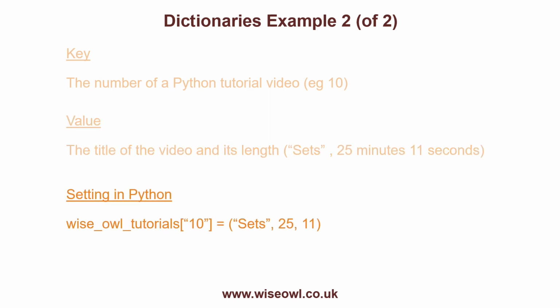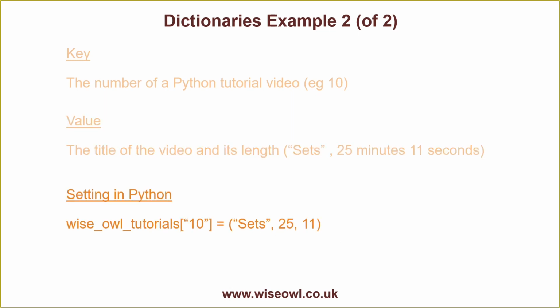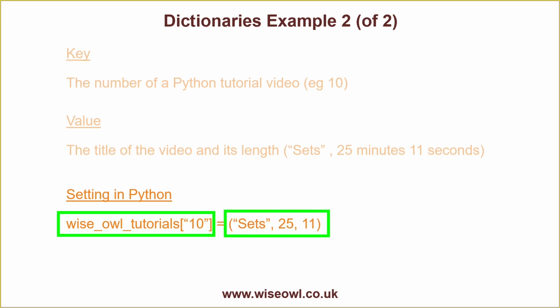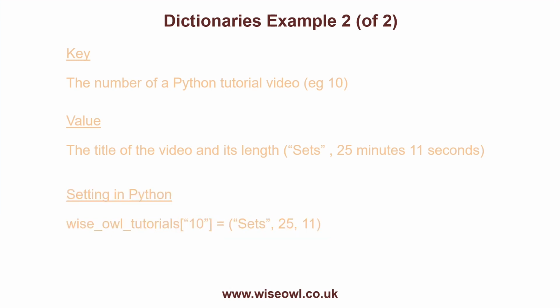So in this case, if you wanted to set that in Python, you could type in on the left-hand side the name of the dictionary. Let's say it was called WiseOwl Tutorials, the key you want to retrieve, which is tutorial number 10, and the value in this case would again be a tuple, given the name of the tutorial, its length in minutes, and in seconds. So that is what a dictionary is. What we're now going to do is look at how you create dictionaries in Python before going on to some examples of actually using them.